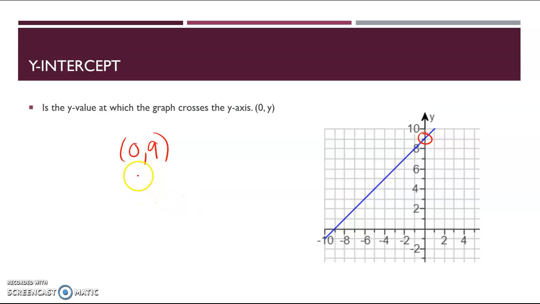There are times that it will only ask for the value of y, and so you can just say that it's 9. You just need to read the blue under the MathXL to make sure that you're giving the correct answer.